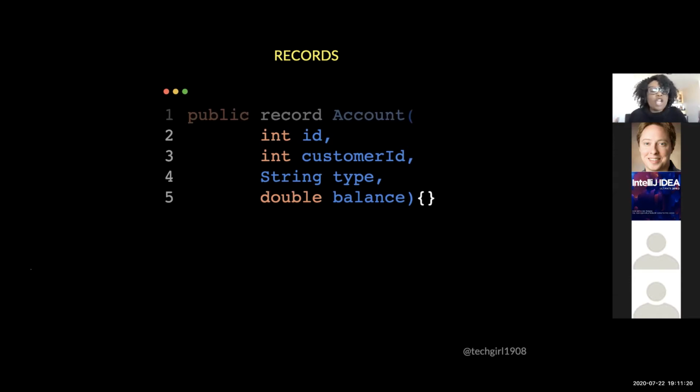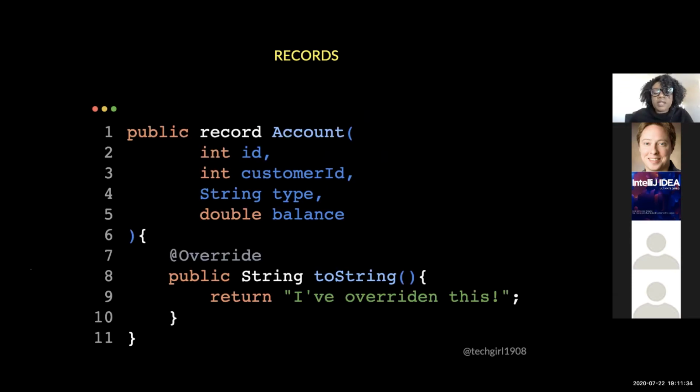And that's it. You don't need to make any getters or setters. You don't need to override the inherited methods of equals or hash code or toString. It's just all done for you, and it's done really well. However, if you want to override anything, you can do so within the curly braces of the record. You can also add additional methods and things in here as well.